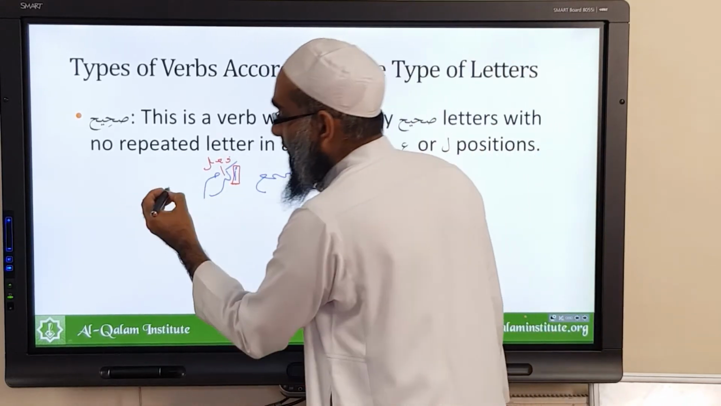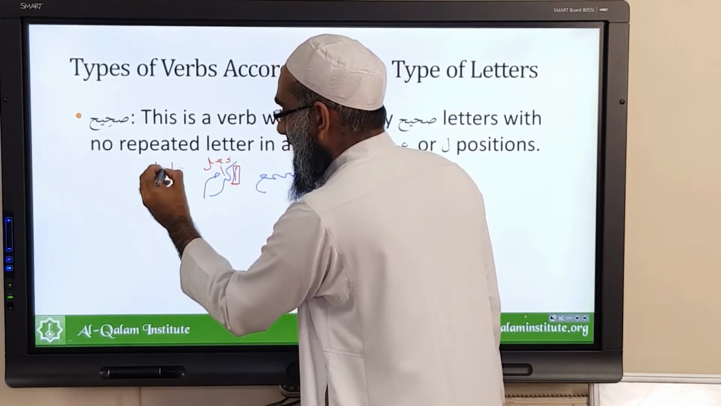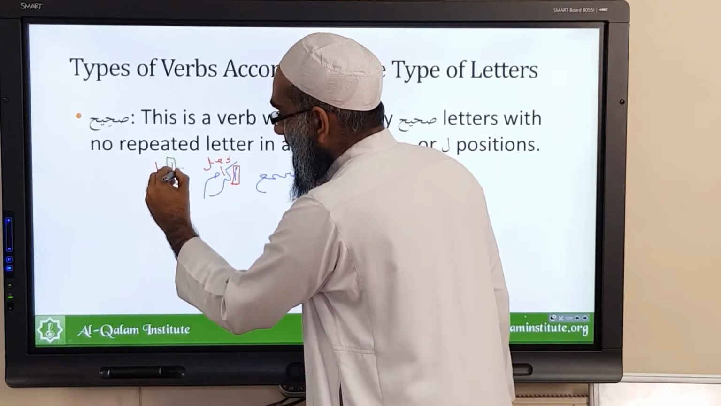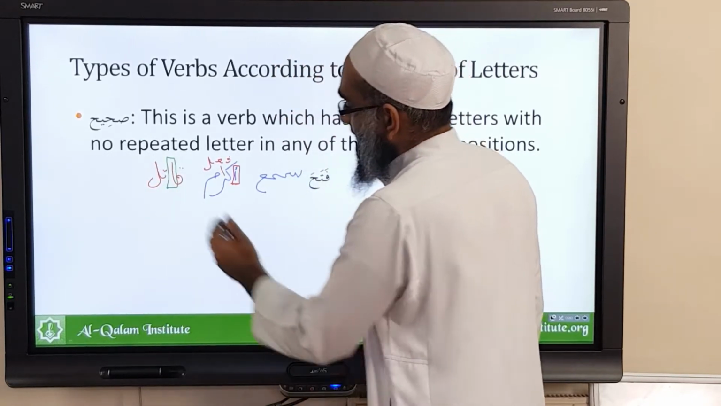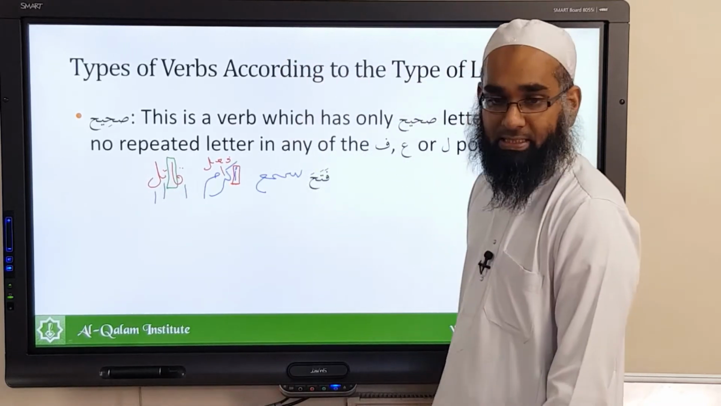For example, if you go to bab mufa'ala, if you have qatala, is this sahih or not? This is sahih. Why? Because the alif here is not part of the root letter. What are the root letters? Qaf, ta, and lam. Does that make sense?